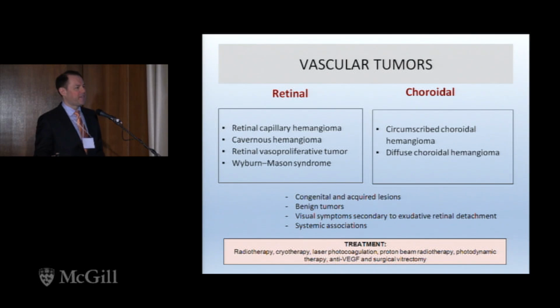And the visual symptoms that they cause tend to be more secondary to their effects, causing, say, for instance, exudative retinal detachments, cystoid macular edema. And oftentimes there's systemic association. So a lot of these are affiliated with neuroocular cutaneous syndromes, and I'll go into a little bit of detail about that. And treatment for these tumors has been pretty consistent through the group, and has included radiotherapy, cryotherapy, laser, and more recently the use of anti-VEGF in intravitreal injections, and at times there's a surgical need.